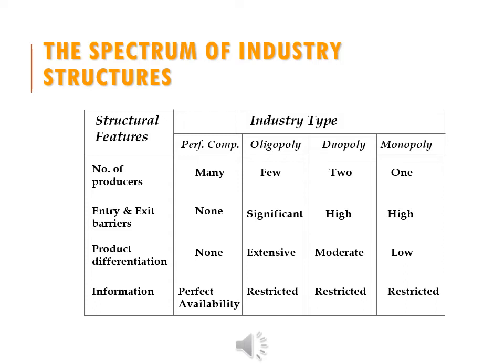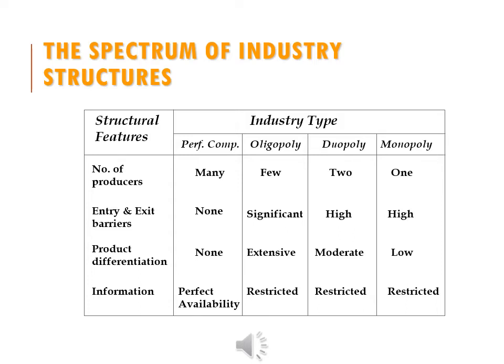And also, in perfect competition, we have perfect availability of information, right? You know exactly what competitors are doing this week, next month, and what problems everybody is facing. You know the cost structure, and that information is available from your competitors as well. So these are perfect availability of information.